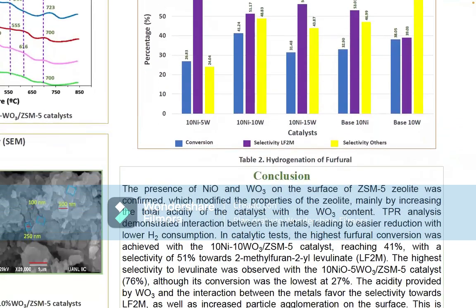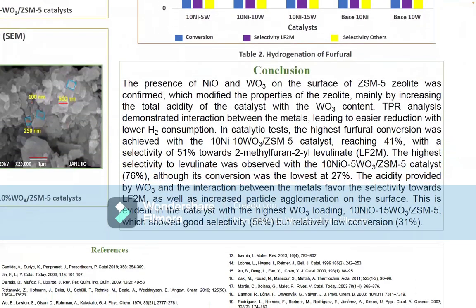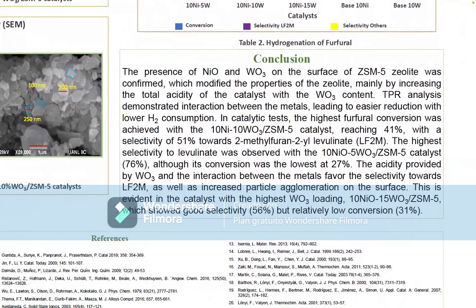Conclusion. The presence of NiO and WO3 on the surface of ZSM5 zeolite was confirmed, modifying the properties of the zeolite mainly by increasing the total acidity of the catalyst with WO3 content. TPR analysis demonstrated interaction between the metals, leading to easier reduction with lower H2 consumption.